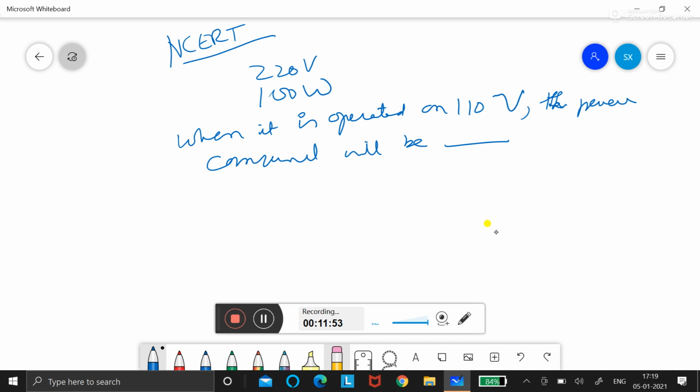So they're giving options: 100 W, 75 W, 50 W, 25 W. Let us do it and then we will check. Pinky, Wonky, you should not just watch, you should do the sum.